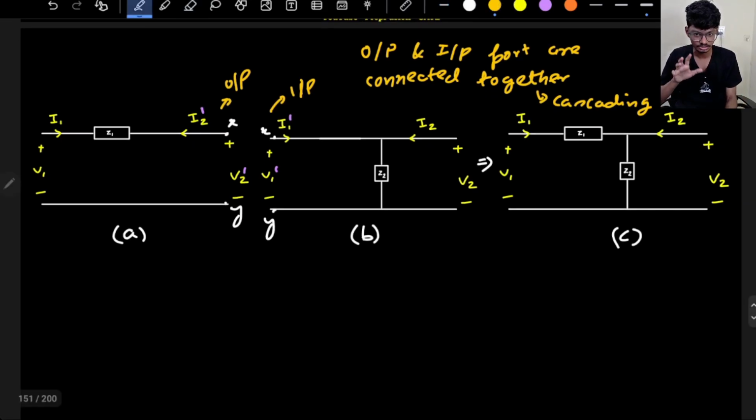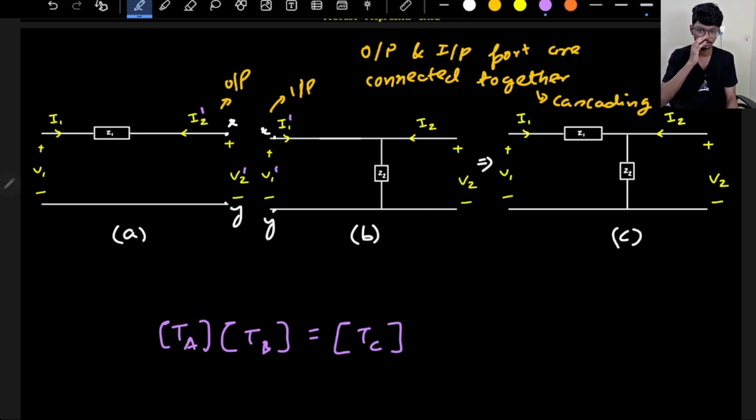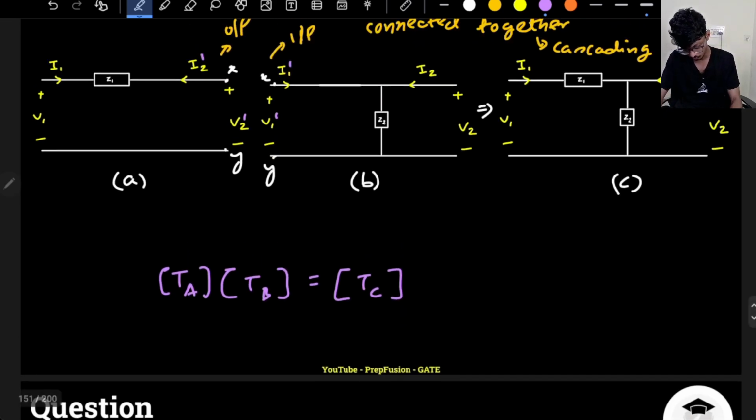So what is the conclusion? The conclusion is that if they are in cascade, individually if I know the T parameter of network A, TA, and individually if I know the T parameter of network B, TB, then if I do the matrix multiplication, I will get the T parameter of network C. That is the conclusion that I wanted to give you. We can prove it as well.